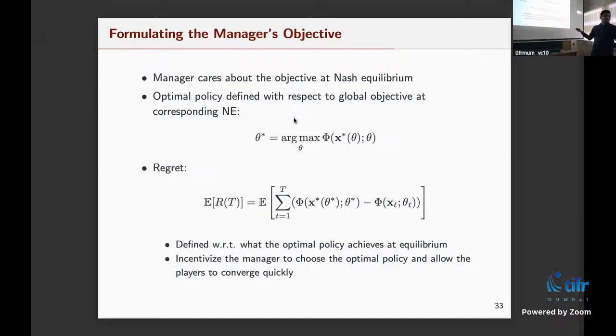This T is the discrete time slot, the time steps at which the players are updating their actions and the manager can choose to update its policy. This is the time scale. This is the time step.